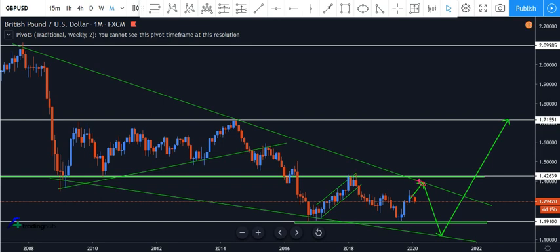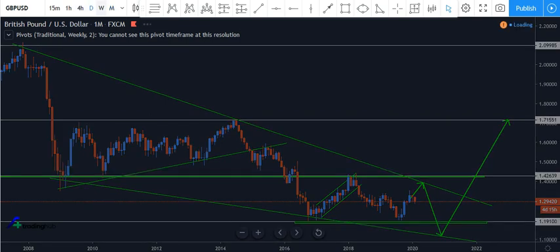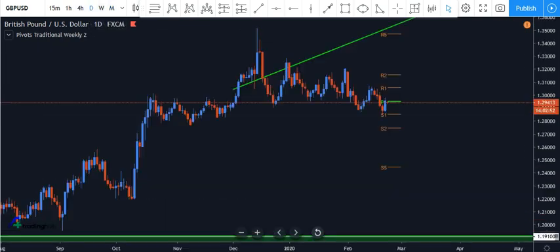So I'm not looking to sell the pound dollar right now. So let's jump to the daily and see what is happening. Alright, price closed last week at PP and still struggling there. So this is like a buyer's zone.